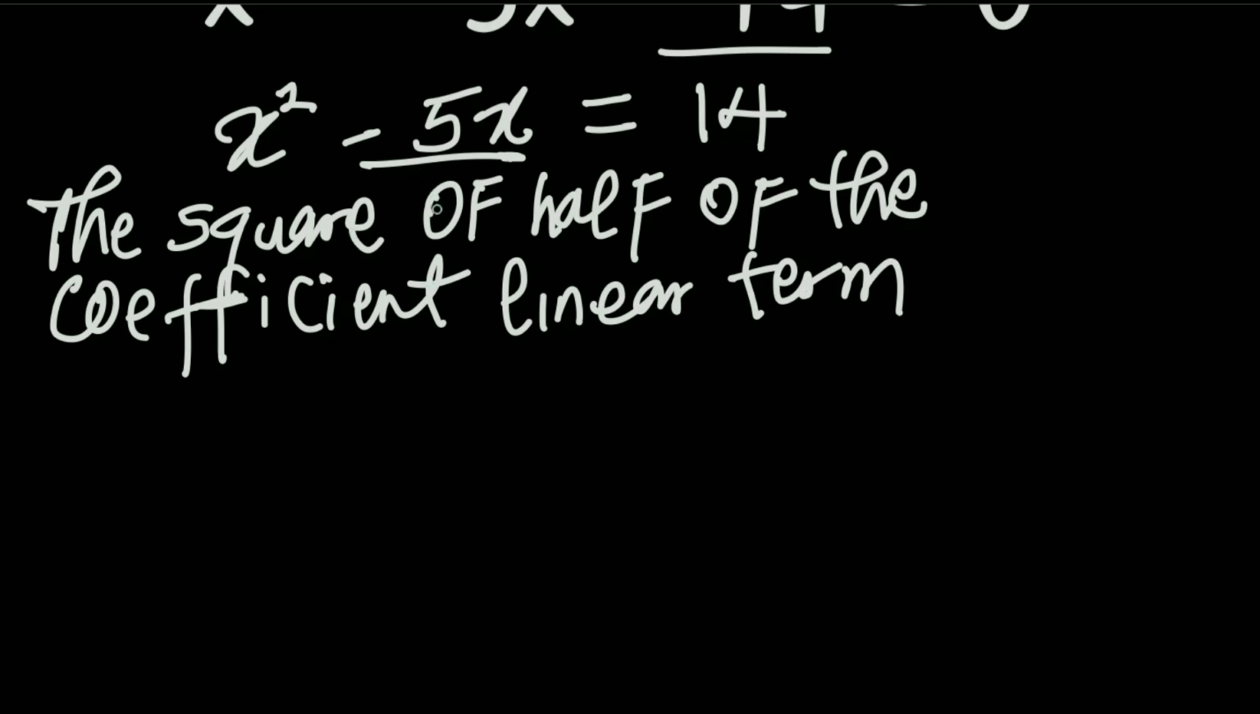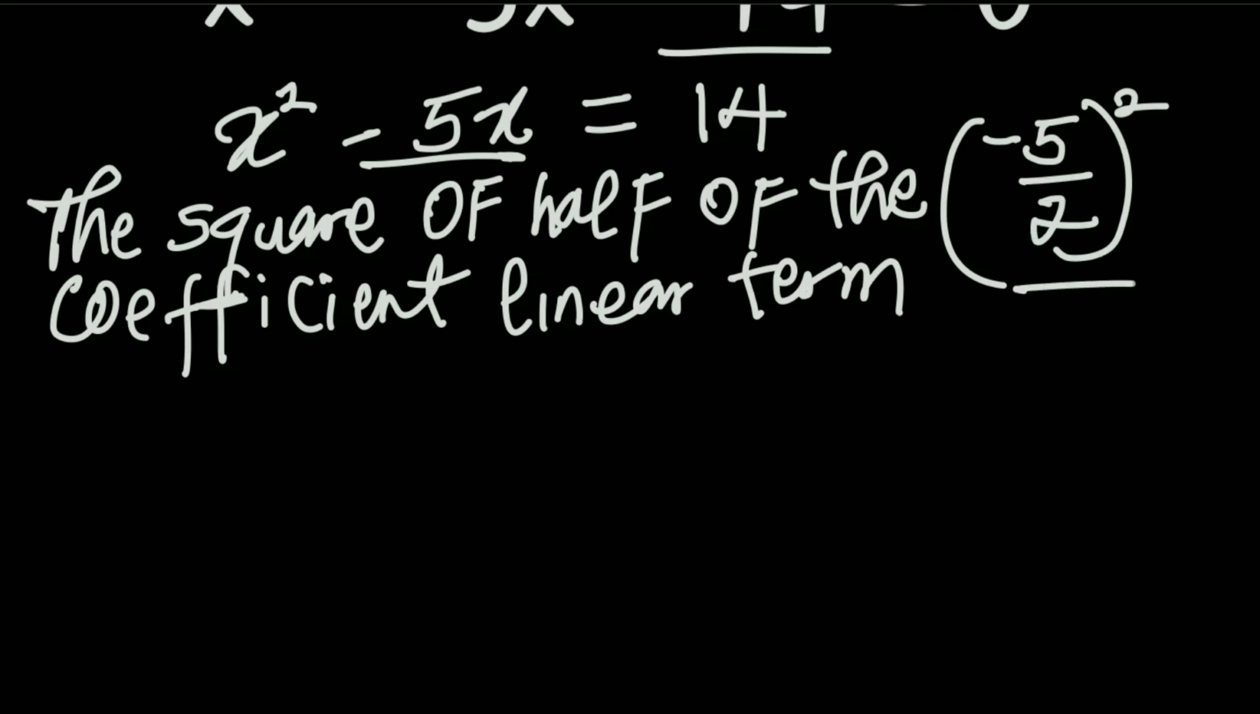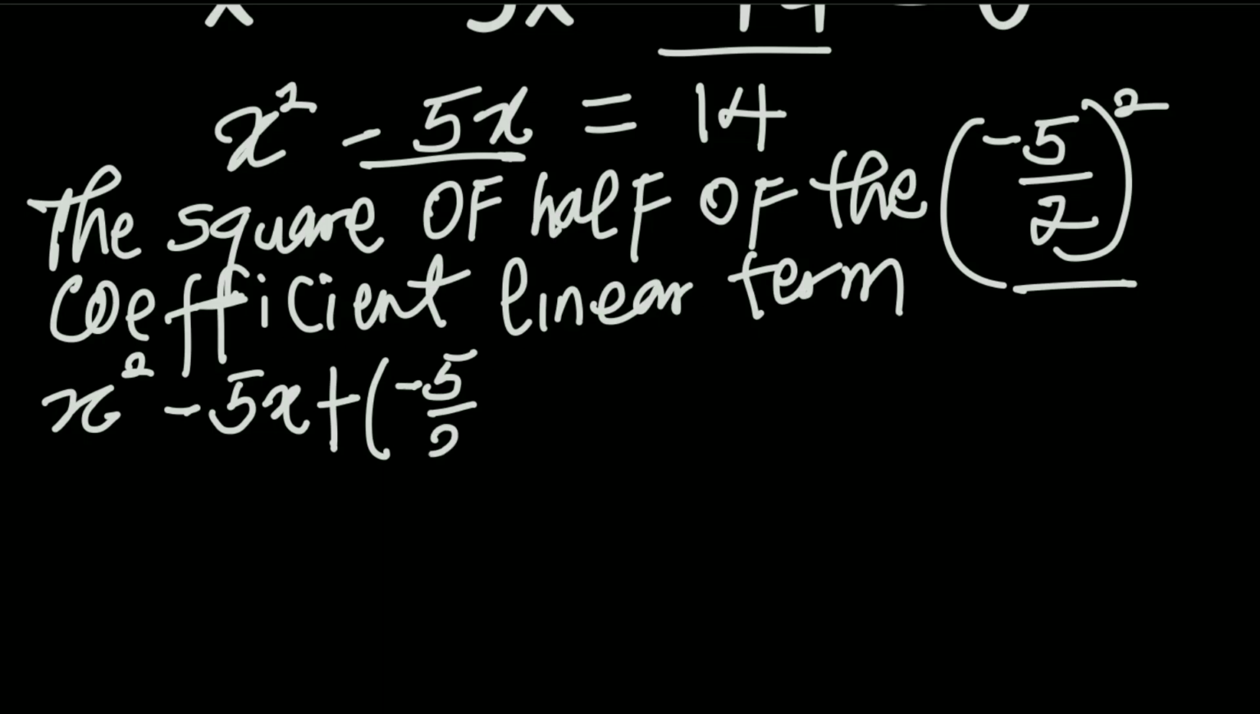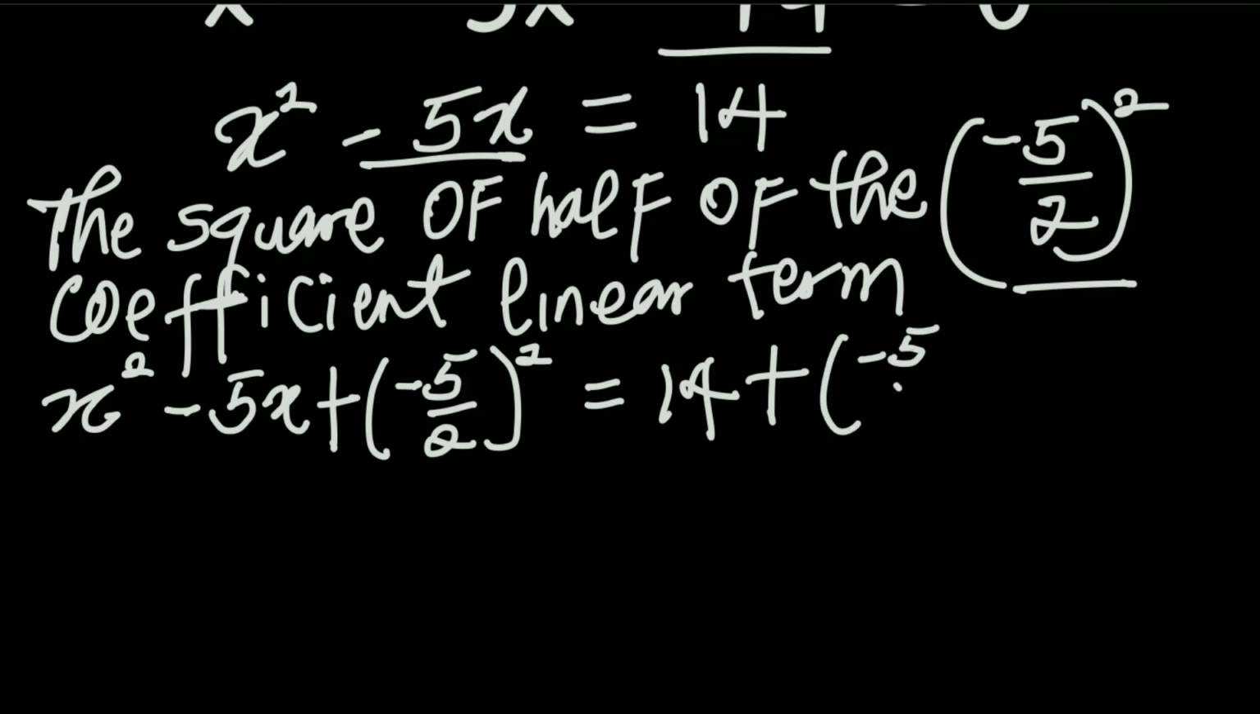Half means you're dividing by 2. So, minus 5 over 2 all squared. Minus 5 divided by 2 all squared. And so, we are going to add this to both sides of the equation. So, we have x squared minus 5x plus minus 5 over 2 all squared equals 14 plus, in brackets, minus 5 over 2 squared.